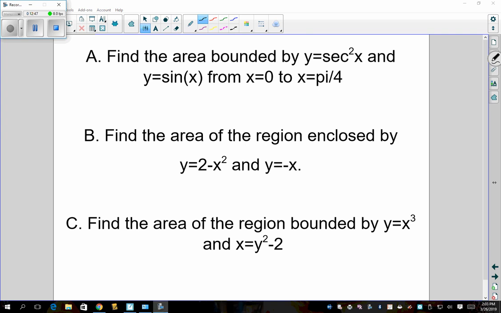So go ahead. A is find the area bounded by secant squared and sine from x equals 0 to x equals pi over 4. I didn't have the pi button on here. That's pi over 4. B is find the area enclosed by y equals 2 minus x and y equals -x. And C is find the area between y equals x cubed and x equals y squared minus 2.